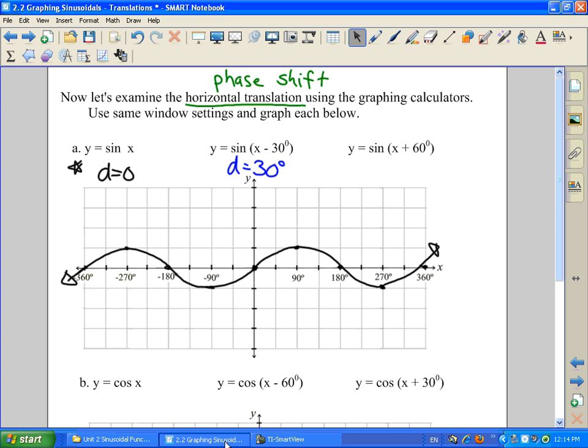So what's happened, folks, is it has shifted over 30 degrees. And because it's positive, it shifted 30 to the right. So instead of my starting point being here, I'm going to go 30 degrees here. Instead of my maximum being here, it's going to be 30 degrees here. Instead of my axis, it's going to be 30 degrees here. So I'm just moving all my key points over 30 more degrees. Okay? So I'm just going to do that.